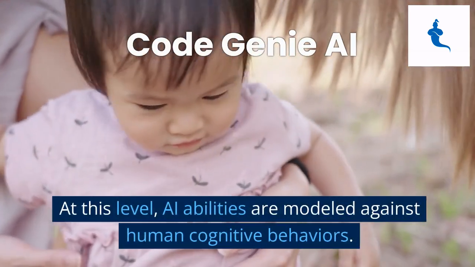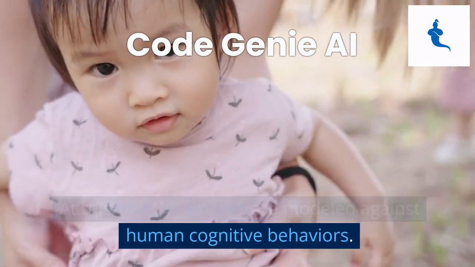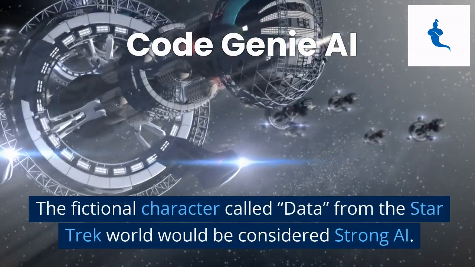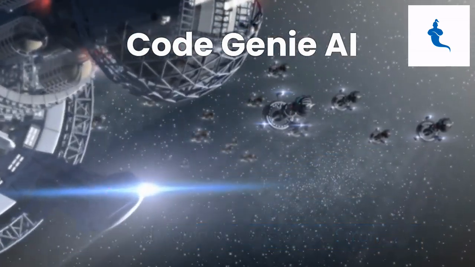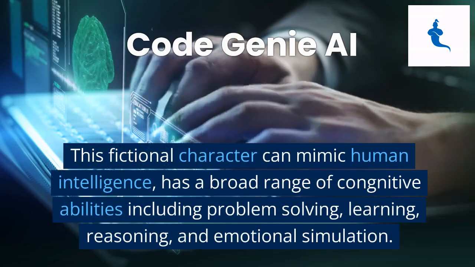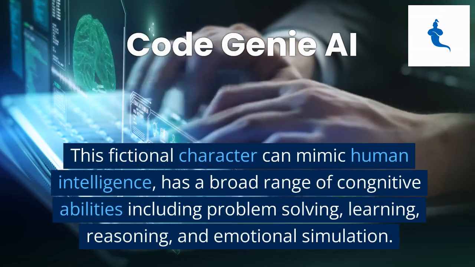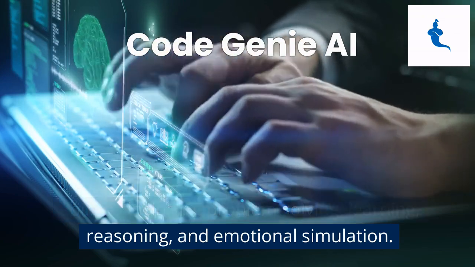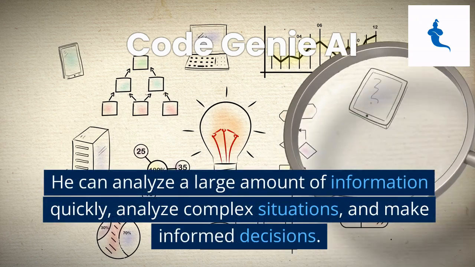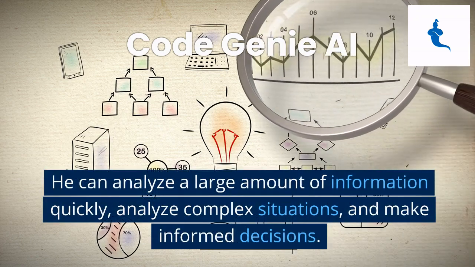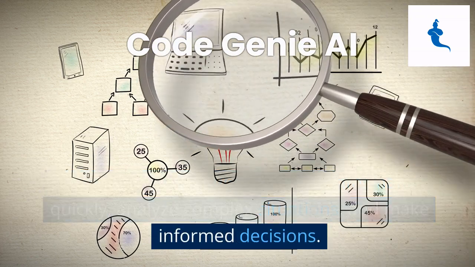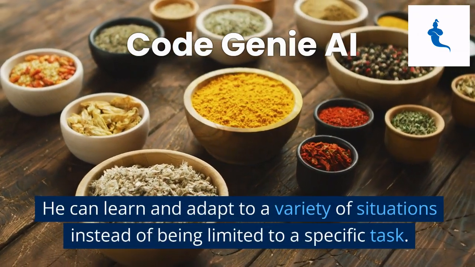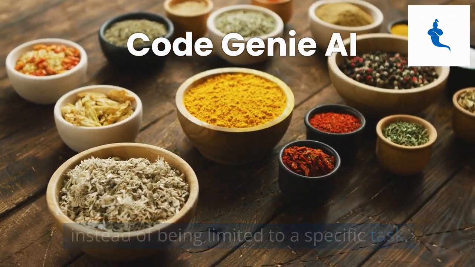At this level, AI abilities are modeled against human cognitive behaviors. The fictional character called Data from the Star Trek world would be considered strong AI. This fictional character can mimic human intelligence, has a broad range of cognitive abilities including problem solving, learning, reasoning, and emotional simulation. He can analyze a large amount of information quickly, analyze complex situations, and make informed decisions. He can learn and adapt to a variety of situations instead of being limited to a specific task.